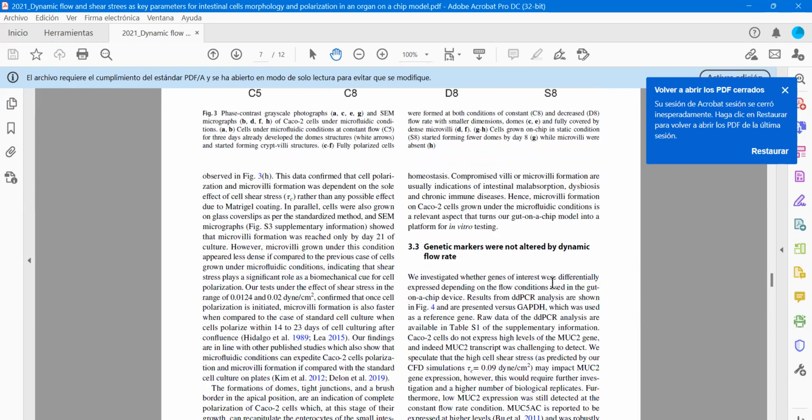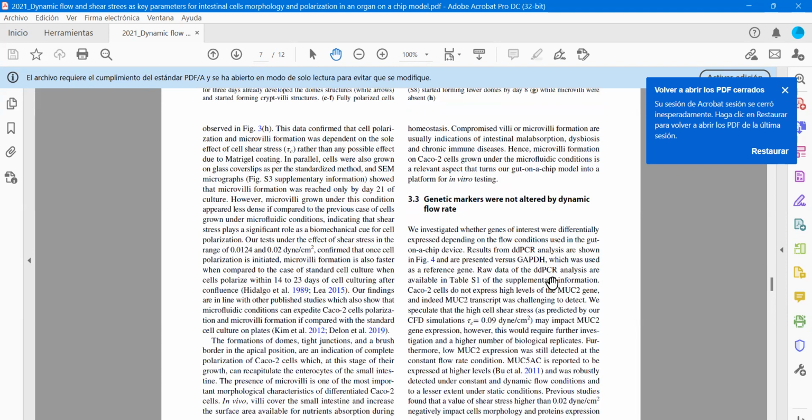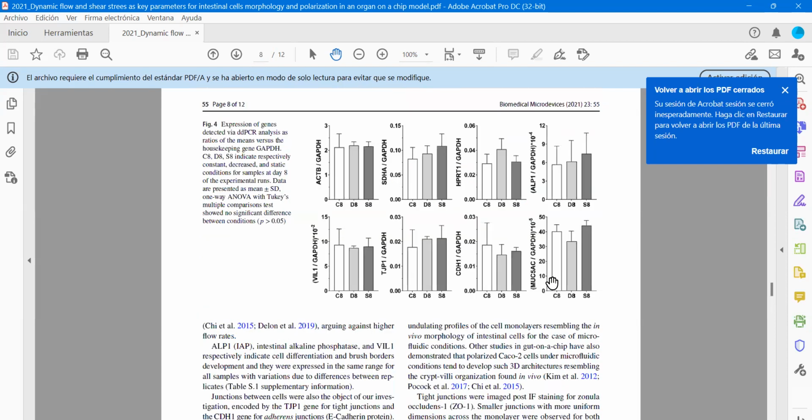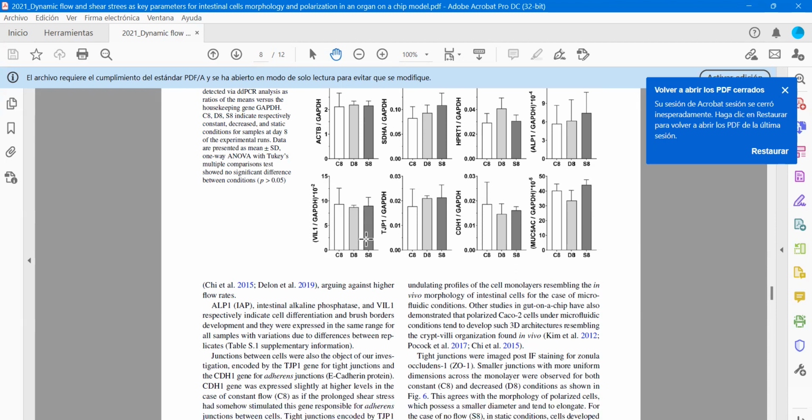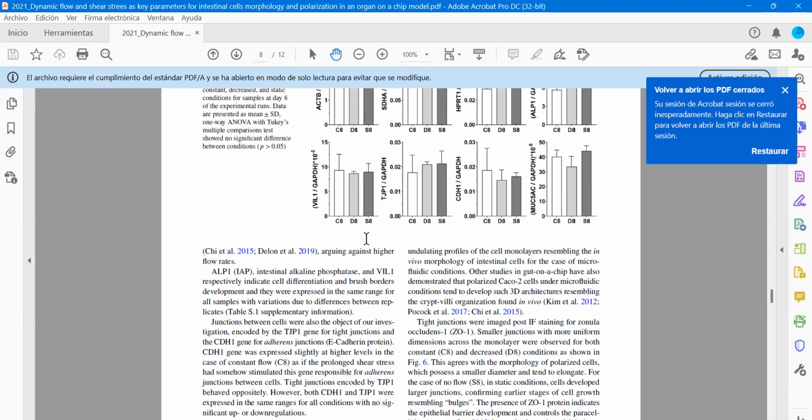So they also measured the genetic markers in order to see if they were altered by the dynamic flow rate. And here you see a comparison with this housekeeping gene and the expression of other genes, how it varies according to this constant flow rate, dynamic flow rate, or static condition. And you can see that the gene expression has not been altered.